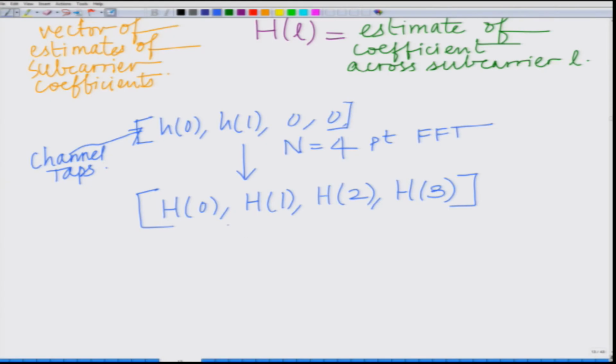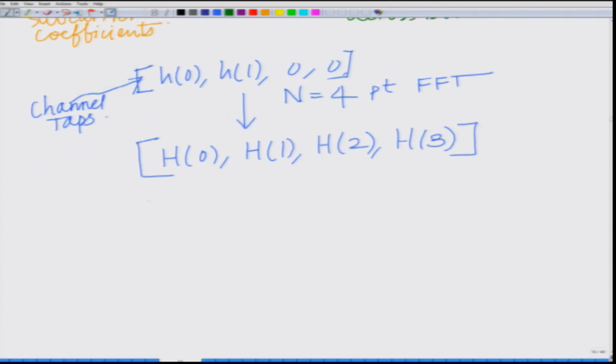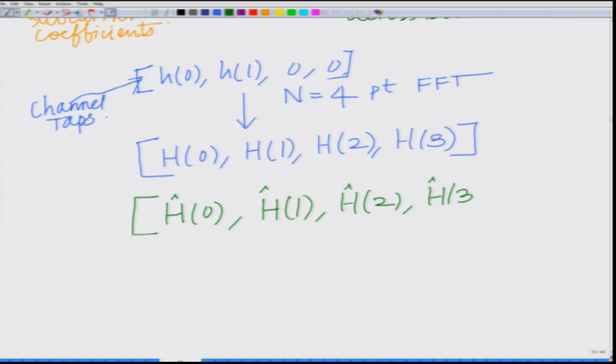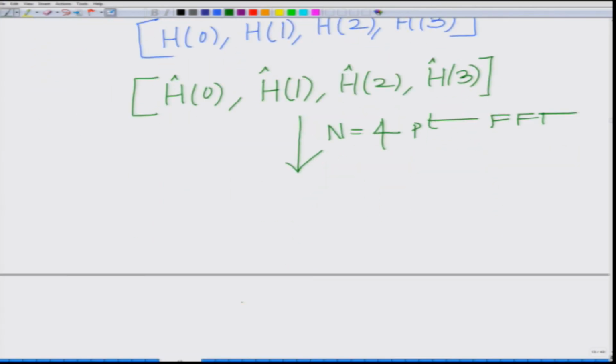Now, if you take the IFFT, what we have is something slightly different. Instead of this, we have the estimates of this, right. Naturally, if you take the IFFT of the channel coefficients, you get back the channel taps. However, what we have are the estimates of the channel coefficients, h hat 0, h hat 1, h hat 2, h hat 3, and now once you take the n equal to 4 point transform, what you get here are estimates of the channel taps in the time domain.